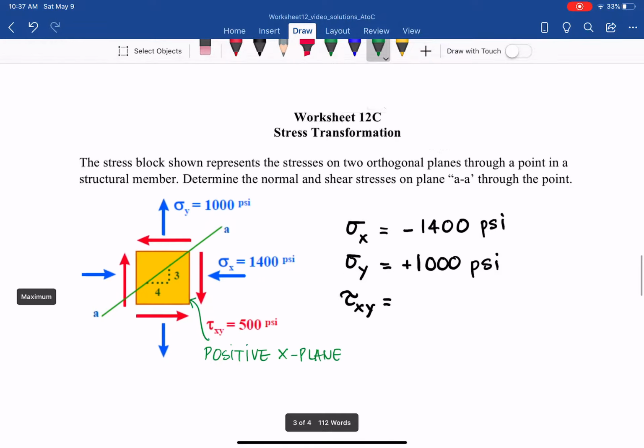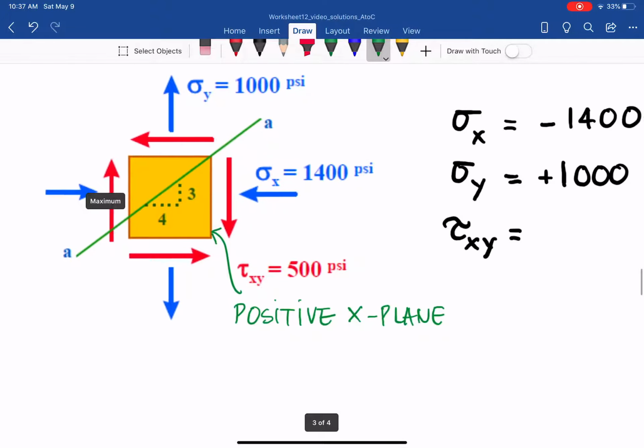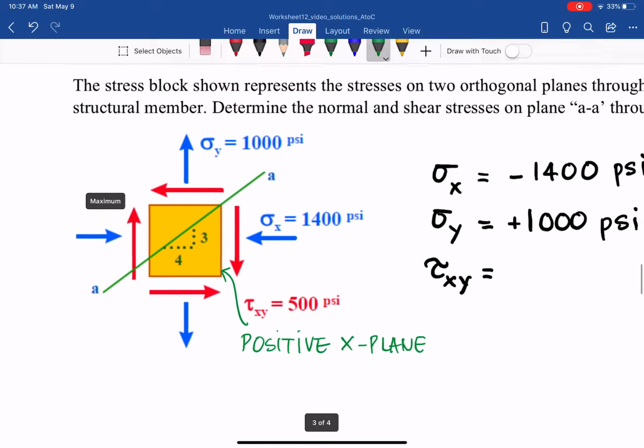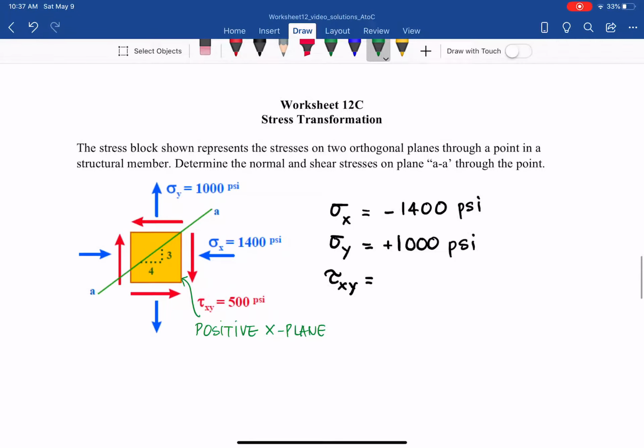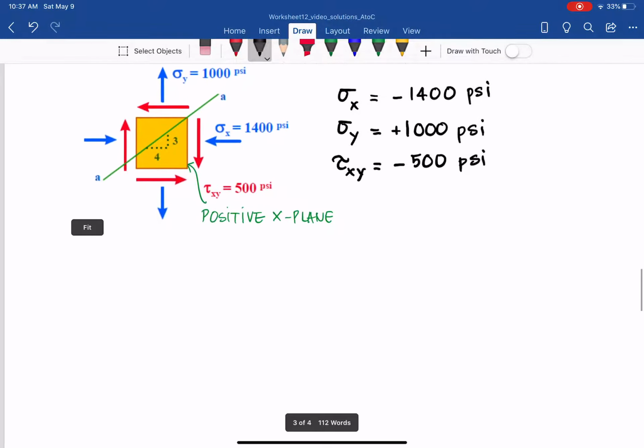Make sense? When you look at the tau on the positive x plane, tau xy is going down, opposite to the positive y, which is going up. So it will be negative. So here it's negative 500 psi.